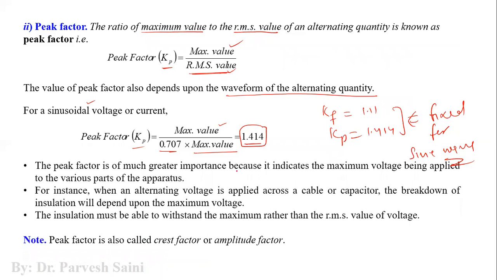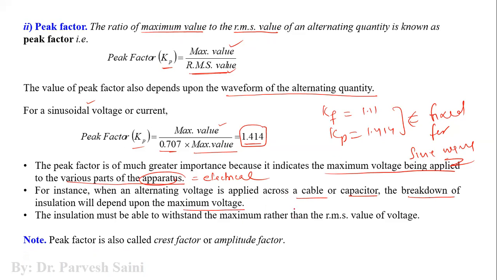Peak factor has a little bit more importance as compared to form factor, because it indicates the maximum voltage being applied to various parts of the apparatus. Apparatus means electrical appliances, right? When an alternating voltage is applied across a cable or capacitor, the breakdown of insulation will depend upon the maximum value, right? This is what I was talking about.